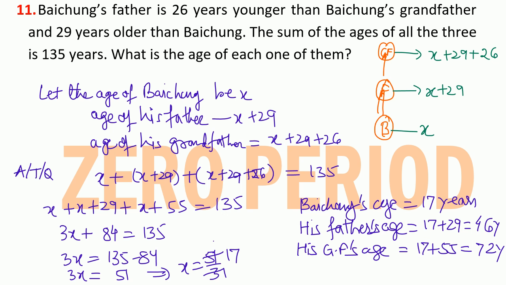This you can treat as the answer statement. Answer: Age of Baichung is 17 years, age of his father is 46 years, age of his grandfather is 72 years. The answer of X is 17, and this is 46, and this will be 72. These are the final answers. Okay, let us move to the next question.